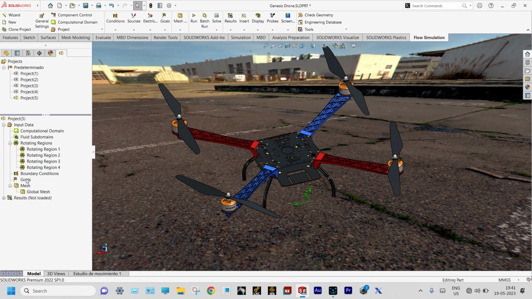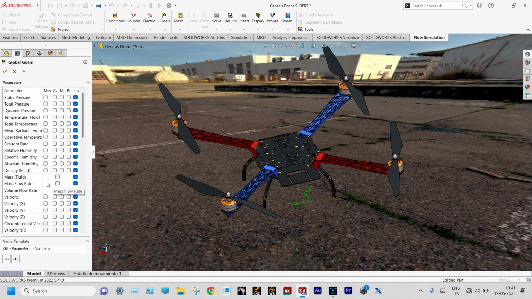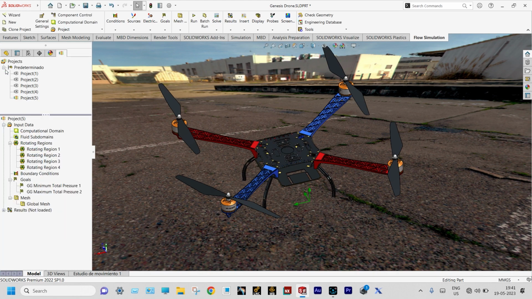So starting from goals here, insert global goals. Initially, we'll select two global goals. That will be mainly the pressure difference, maximum and minimum total pressure we are finding as global goals. The difference of this pressure is actually responsible for the movement of this drone. So first goal as a global goal we have selected. Next to that, we need to select some kind of surface goals. That means how much thrust will be generated, that can be seen from these goals.